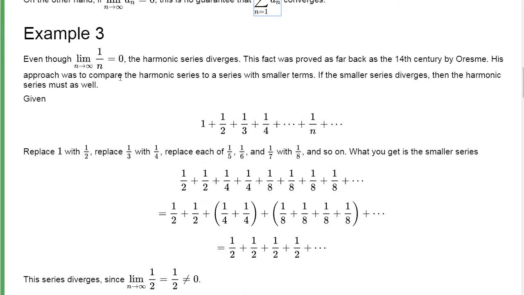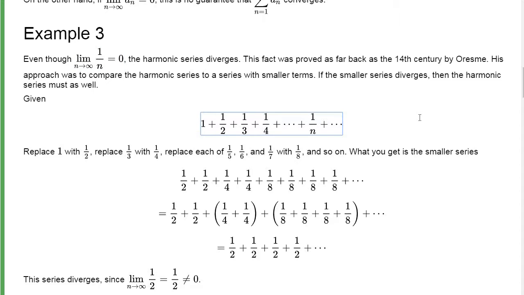And one example of that is the harmonic series. The limit as n goes to infinity of 1 over n is indeed 0, but the harmonic series, which is the sum of those reciprocals, does diverge. It was proved a long time ago, at least as far back as the 14th century. His idea was to compare the harmonic series to a series that had even smaller terms, and if the one with smaller terms diverges, then the one with bigger terms must as well.